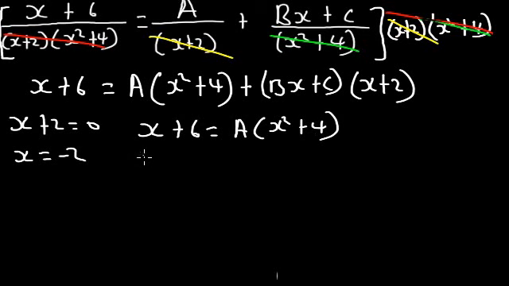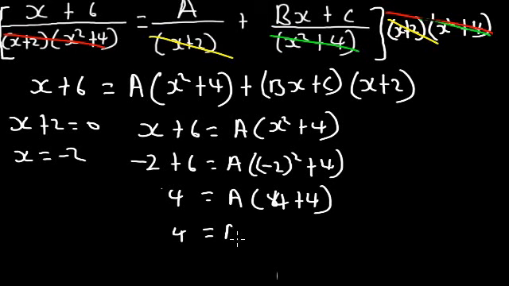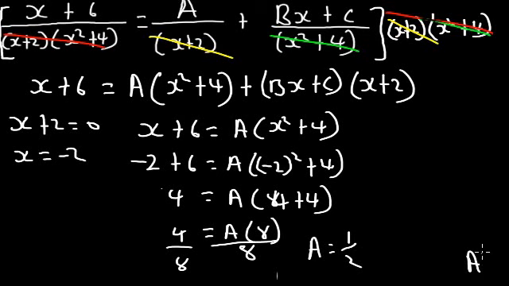Now if I plug in negative 2, I have negative 2 plus 6 equals a in the bracket of negative 2 all squared plus 4. Simplifying this further, we have 4 equals a in the bracket of 4 plus 4. Negative 2 squared is simply positive 4. And 4 equals a in the bracket of 8. Dividing through by 8, the final answer is a equals 1 over 2. So the value of a is equal to 1 over 2.